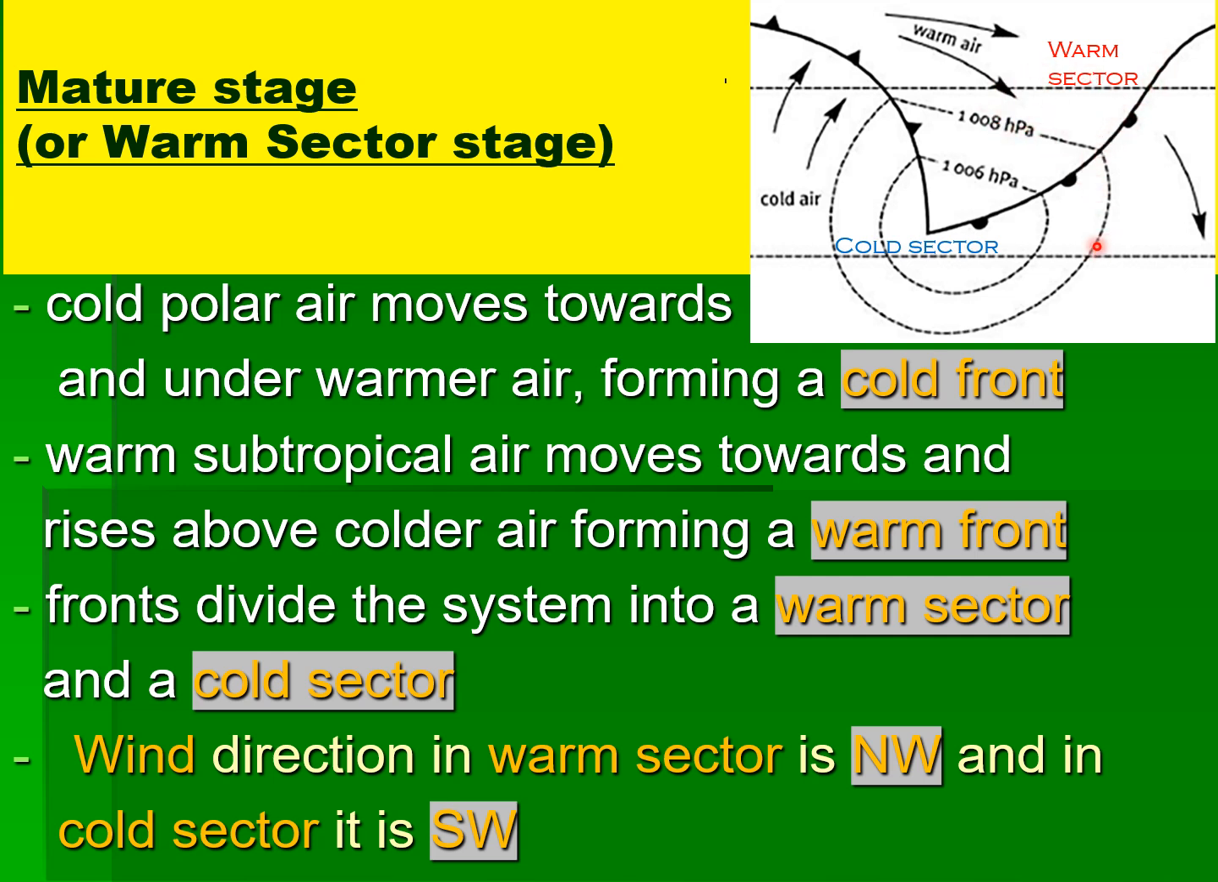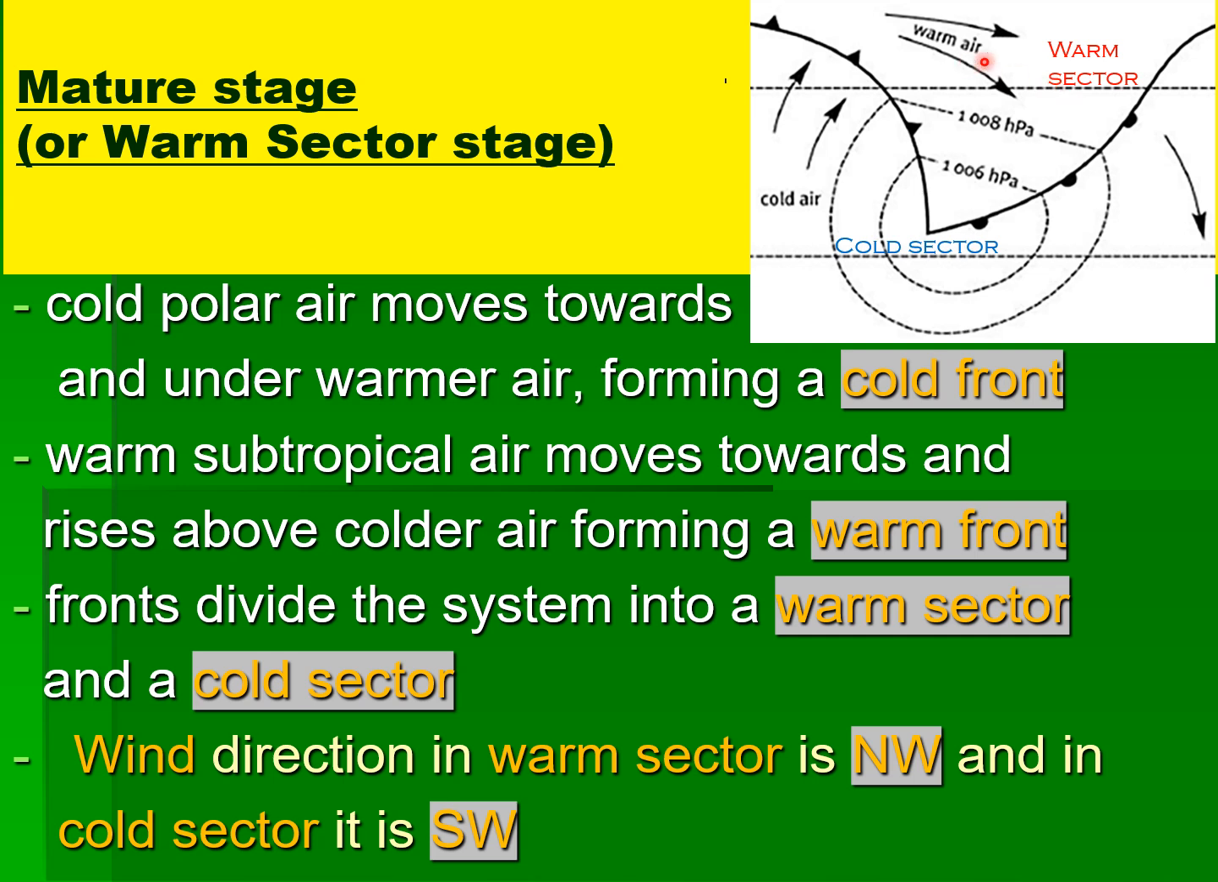So to just quickly recap, mature stage, also called the warm sector stage, has a well-developed low pressure at its center. It has a cold front and a warm front, and both fronts are well developed. These fronts split the weather system into what is called a warm sector and a cold sector. The air behind the cold front is cold, and the air behind the warm front is warmer.